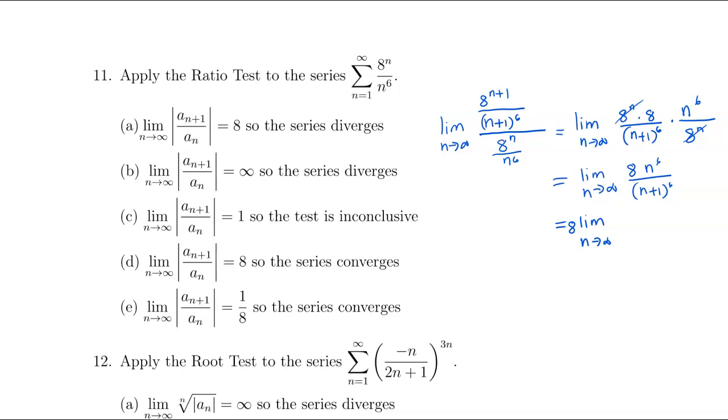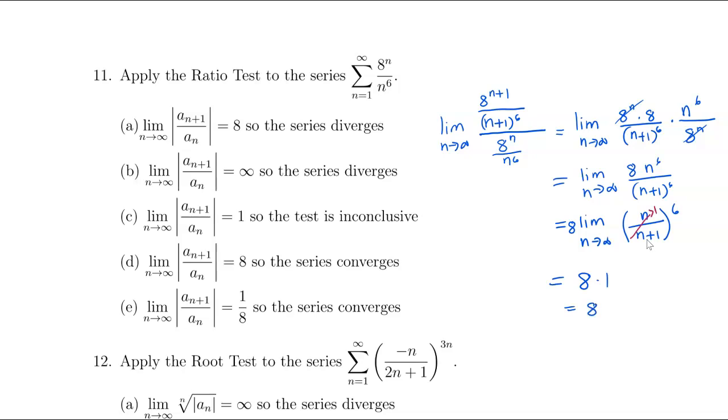Or you could also write that as limit n approaches infinity of 8. You could take out the 8, and then you will have (n over n plus 1) to the 6th. Then you could put the limit inside here using properties of limit. So then you compare the degrees of numerator and denominator. The one inside actually goes to 1. 1 to the 6th power is just 1. So this is equal to 8. So it's 8 times 1, and that is equal to 8.